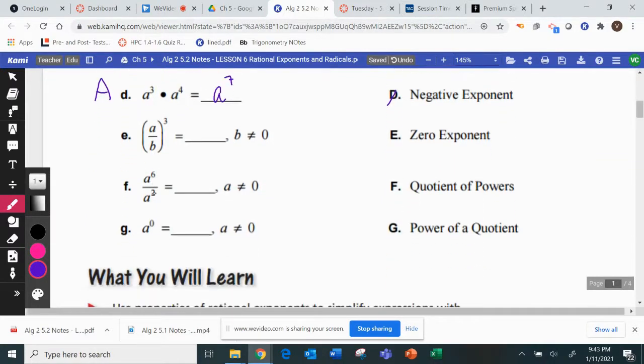All right. A divided by B to the third power is the same thing as A to the third over B to the third. And that is the power of a quotient, which is G. The next one is we are dividing like bases. We're dividing, so we subtract the exponents, A to the fourth, and that is a quotient of powers. And then A to the 0 is 1, and that is zero exponent, E. How'd you do?